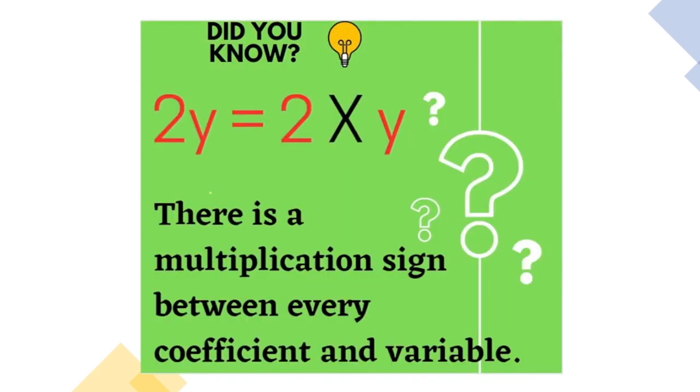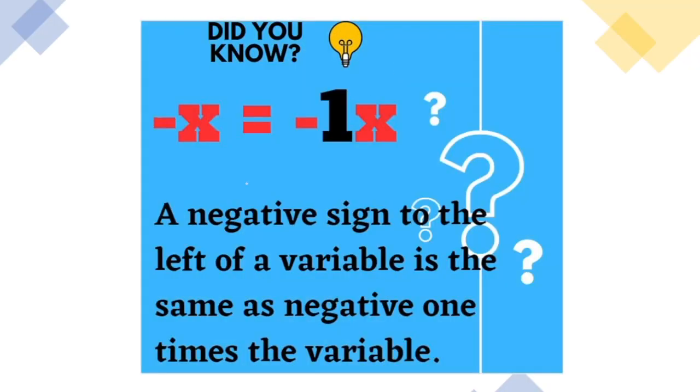There is a multiplication sign between every coefficient and variable written together. So let's say you have 2b, it actually means 2 times b. Or if you have 2x, it means 2 times x. Okay, a negative sign to the left of a variable is the same as negative 1 times the variable. Like if you have negative a, it means negative 1 times a, and they are the same thing.